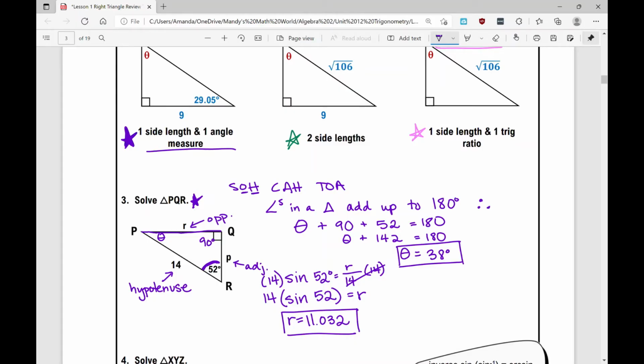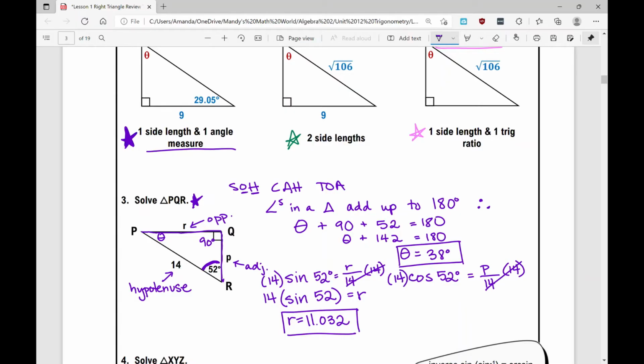I'm now going to use the cosine of 52 degrees, and the cosine of 52 degrees is the ratio of the adjacent side to the hypotenuse, which is p over 14. And again, we're using a trig ratio that includes one side that I don't know and the other side I do know. And we're going to solve it the same way we solved the sine. Multiply both sides by 14.